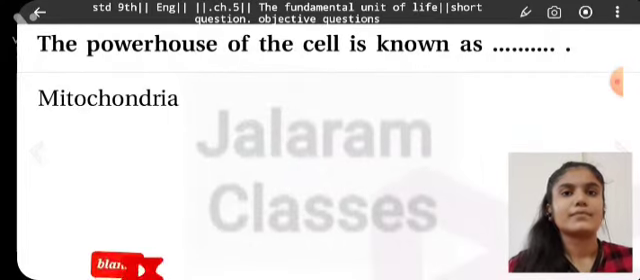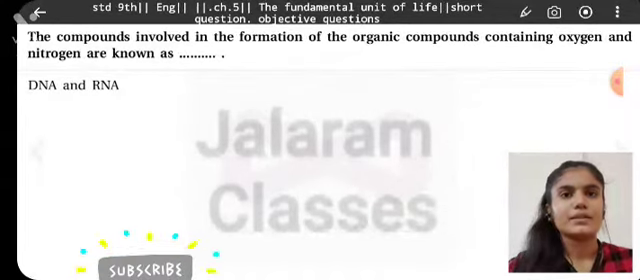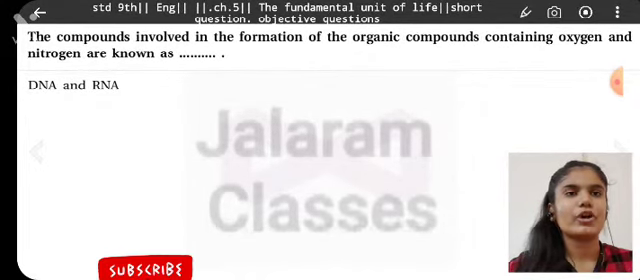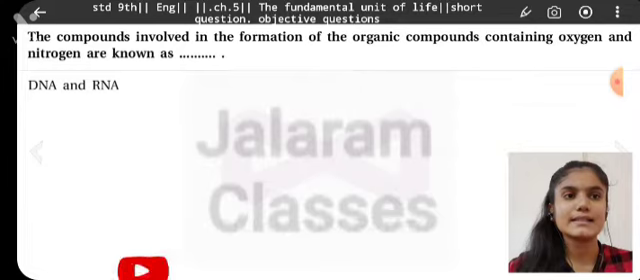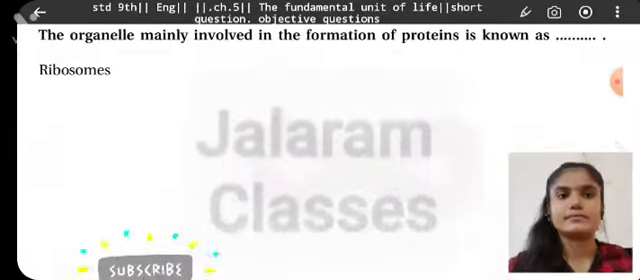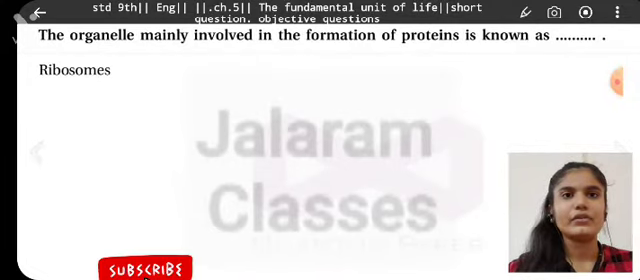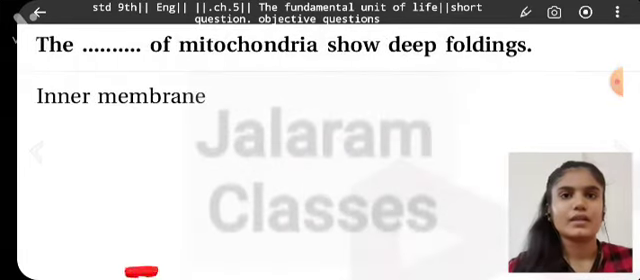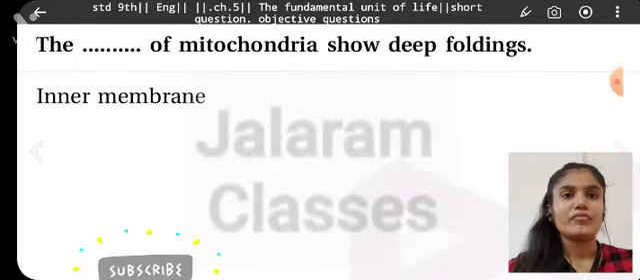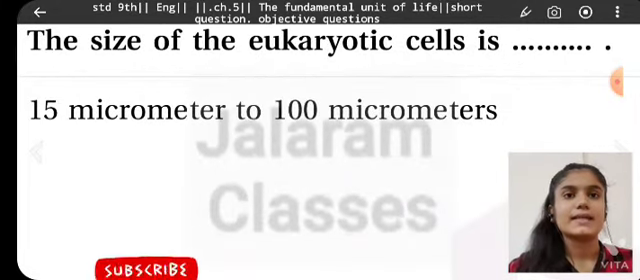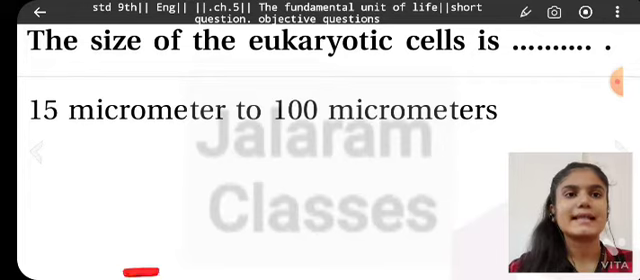Chromoplastids. The powerhouse of the cell is known as mitochondria. The compounds involved in the formation of the organic compounds containing oxygen and nitrogen are known as DNA and RNA. The organelle mainly involved in the formation of proteins is known as ribosomes. The inner membrane of mitochondria show deep foldings. The size of the eukaryotic cells is 15 micrometer to 100 micrometer.